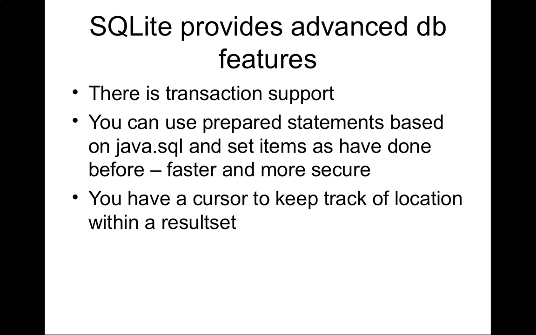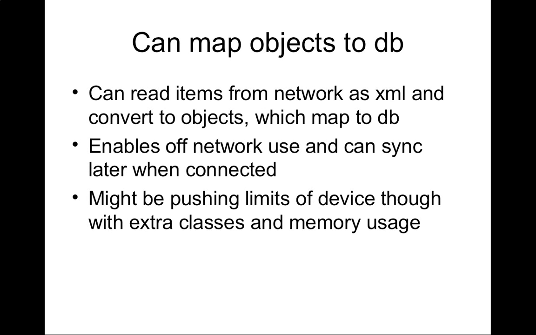So you have a cursor to keep track of the location within the result set. The cursor is supported as well. If you don't know what a cursor is, don't worry about it. But it's a database term to say, temporary memory, essentially. It's generally on the database end of it. So imagine you have a database server on the phone, and your app is connecting to this database server. It's performing SQL queries and creating tables and doing everything that you would on a regular old client-server database environment. So you can map objects to the database as well. You can read items from the network as XML, convert to objects, which are mapped to the database as well.